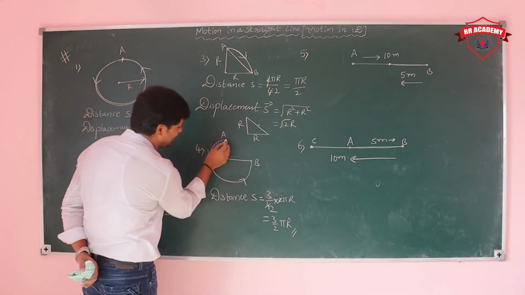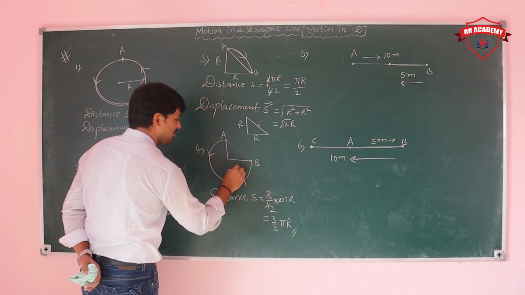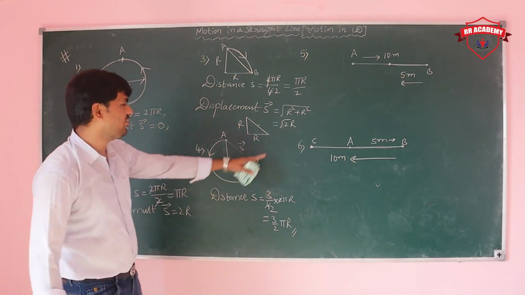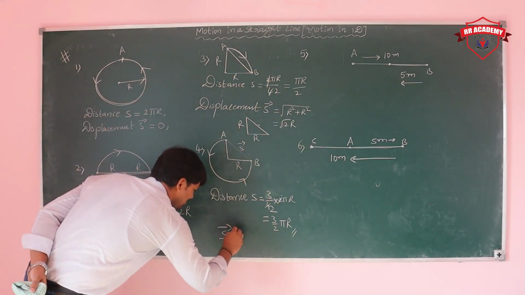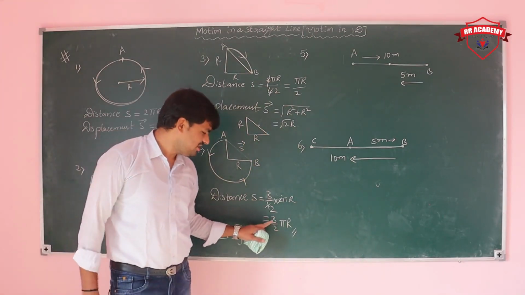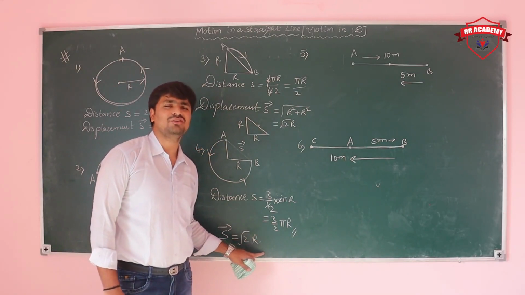And displacement is, this is the initial point and this is the final point, and this will be the displacement. How much? Directly, here only we wrote. Root 2 r. Displacement is equal to simply root 2 into r. Distance is equal to 3/2 pi r. Displacement is equal to root 2 into r.